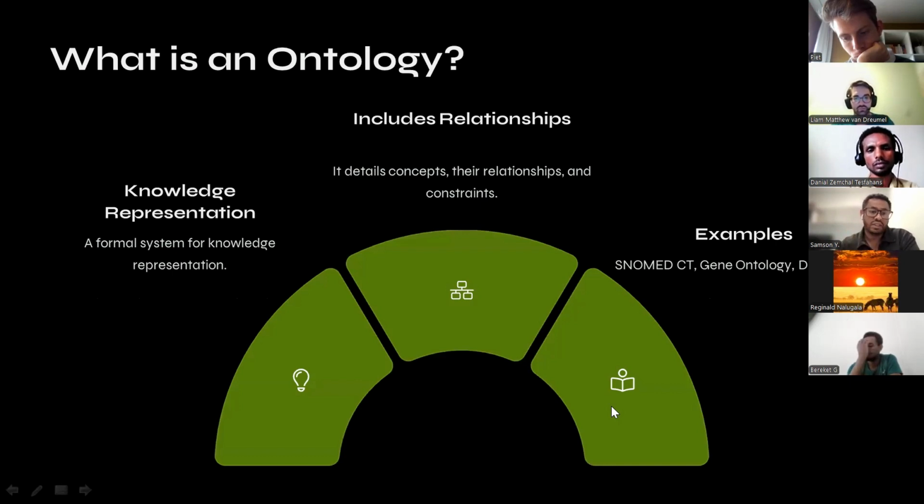What's an ontology? An ontology is a knowledge representation, a formal system for knowledge representation. It includes relationships, like what I was trying to say. It entails the concepts, their relationships, and constraints that apply to those concepts, that will help you do inference, better analysis and querying, and interoperability among the data. For instance, in SNOMED CT, you can have diseases represented.